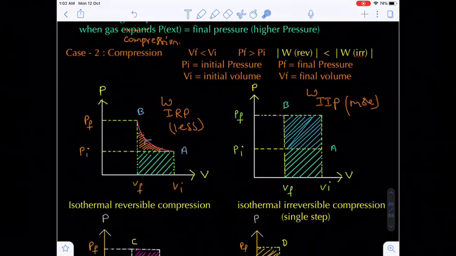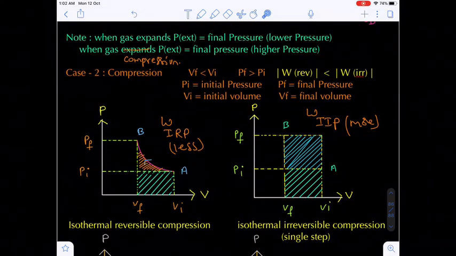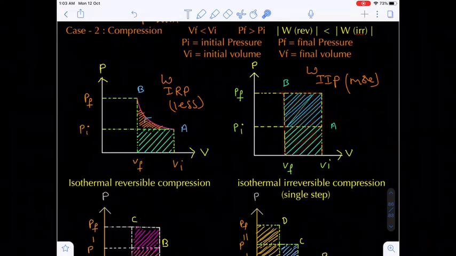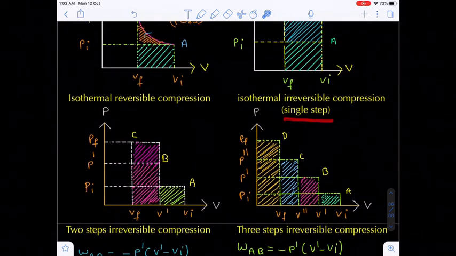Now this can be proved with the help of a diagram also. In the irreversible process the area will be very high, so the more area, the more work done. Okay, now this is the single step.